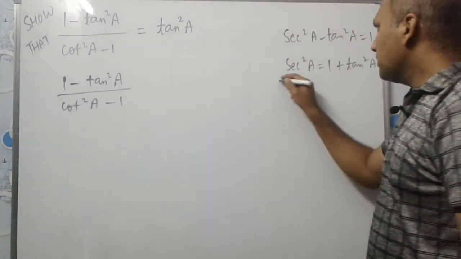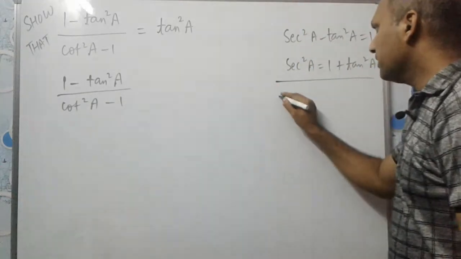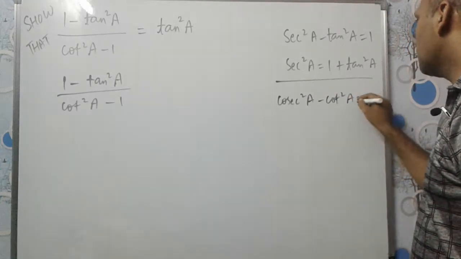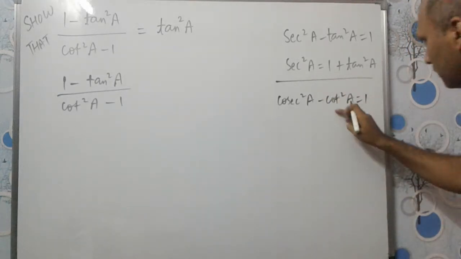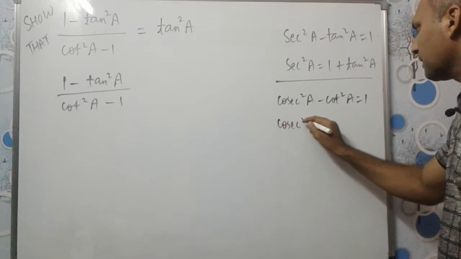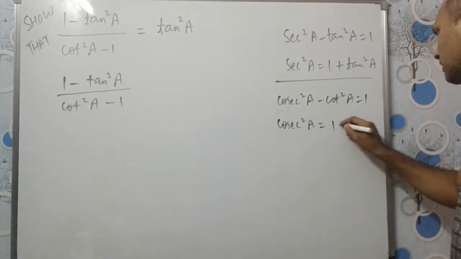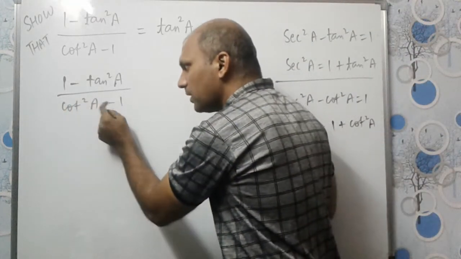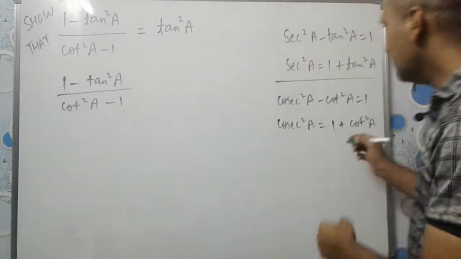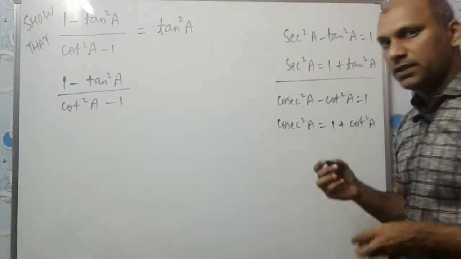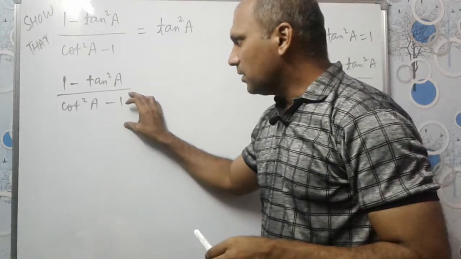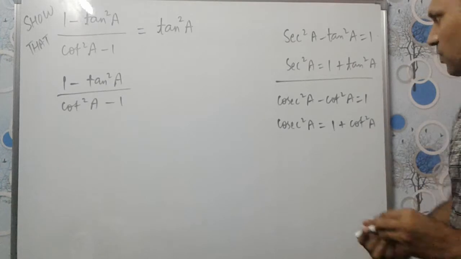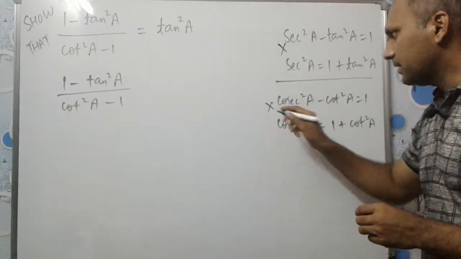In a similar way, in the denominator, we have cosecant square A minus cot square A is equal to 1. This is another identity. If you send cot on the other side, it will become cosecant square A equals 1 plus cot square A. So if we had cot square A plus 1 or 1 plus cot square A, we could have written cosecant square A there in the denominator. But we have cot square A minus 1, which means we cannot use these identities.